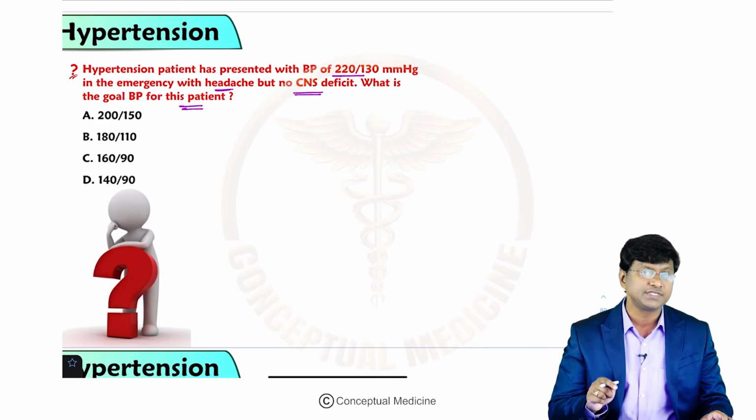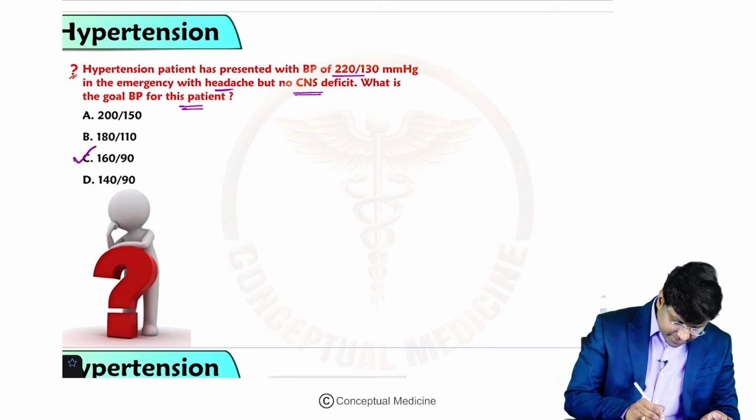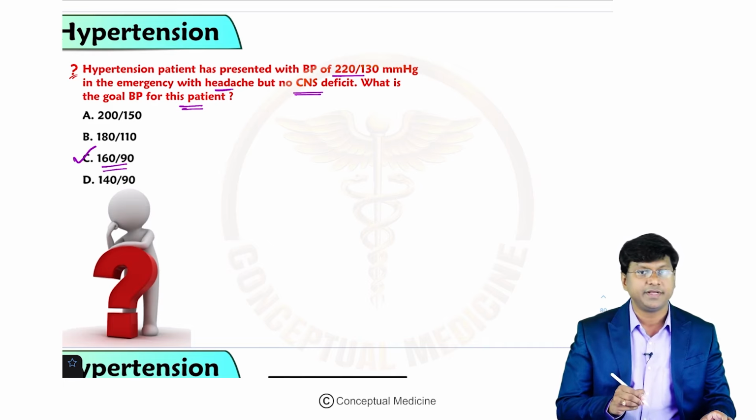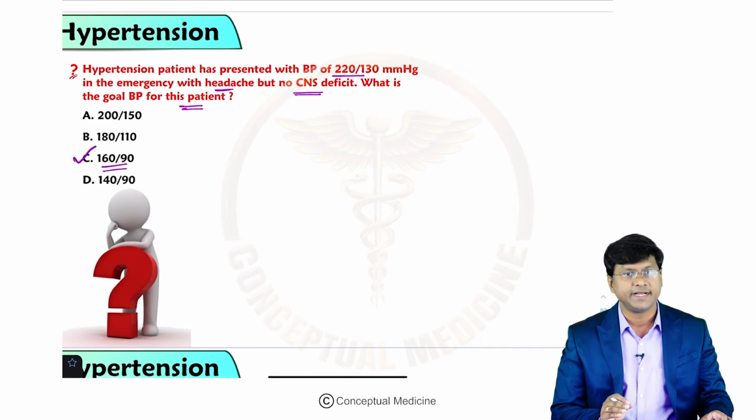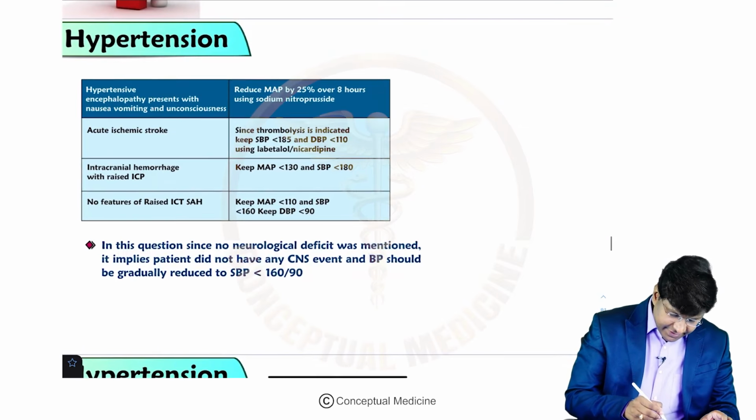In this question, since no neurological deficit is mentioned, it implies the patient did not have any CNS event. And blood pressure should be gradually reduced to 160 by 90 millimeters of mercury.